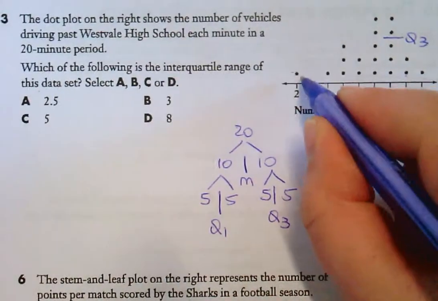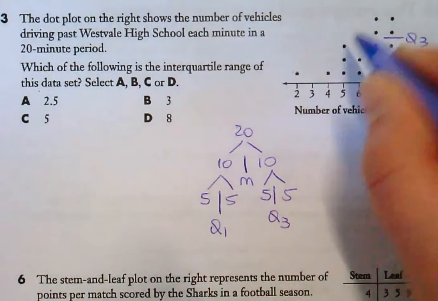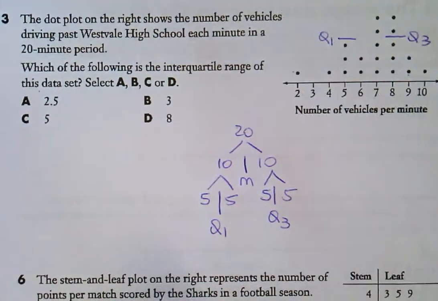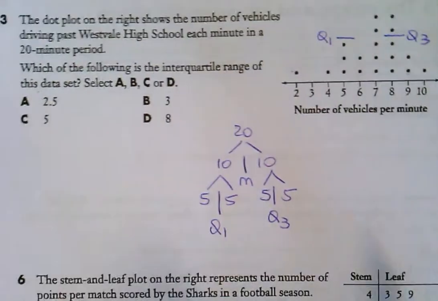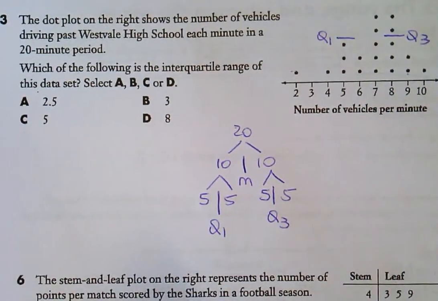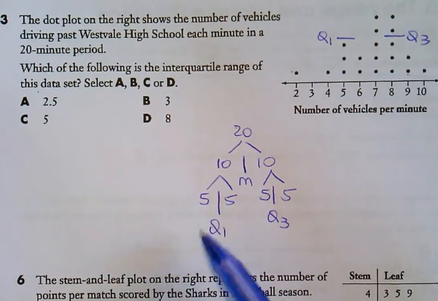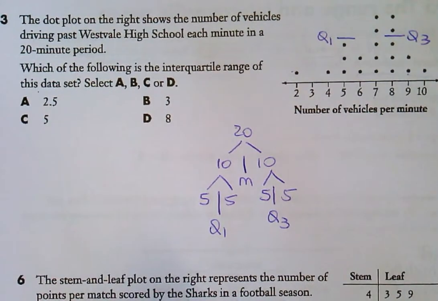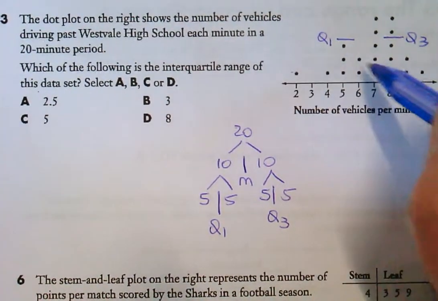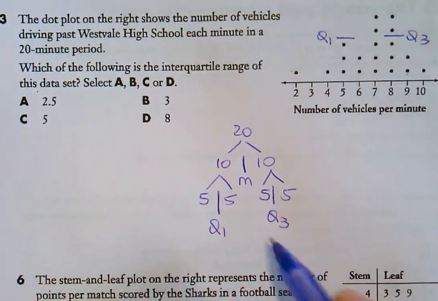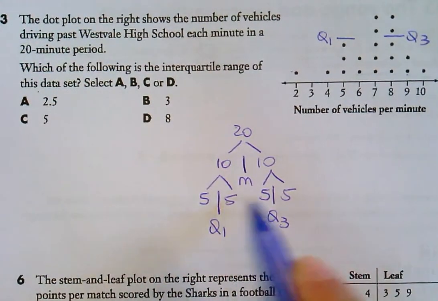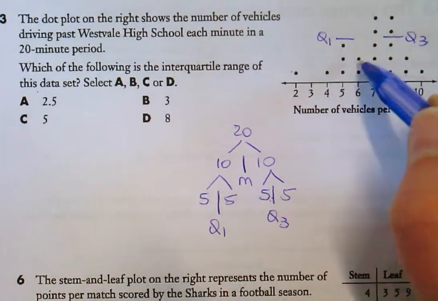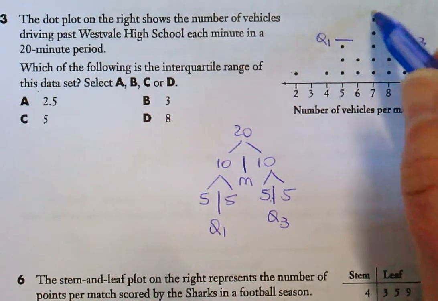But let's look at Q1. 1, 2, 3, 4, 5. That's Q1. You tell me how many scores there should be in between those 2 lines. 10. There will be 10 scores between Q1 and Q3. There's Q1, there's Q3. There should be 10 scores between them. 1, 2, 3, 4, 5, 6, 7, 8, 9, 10.